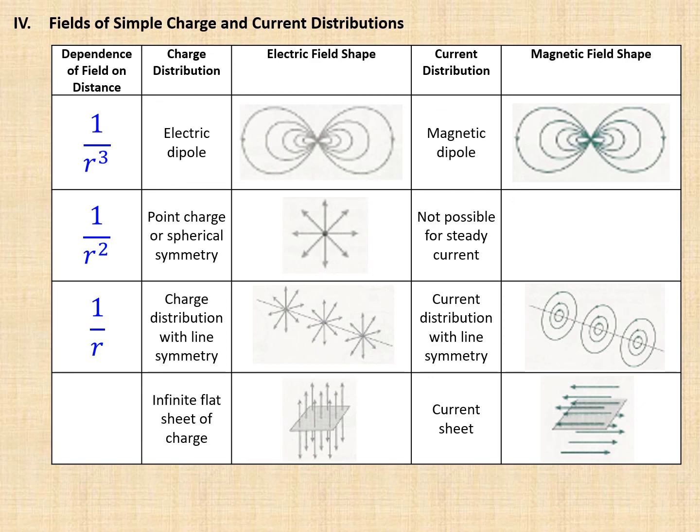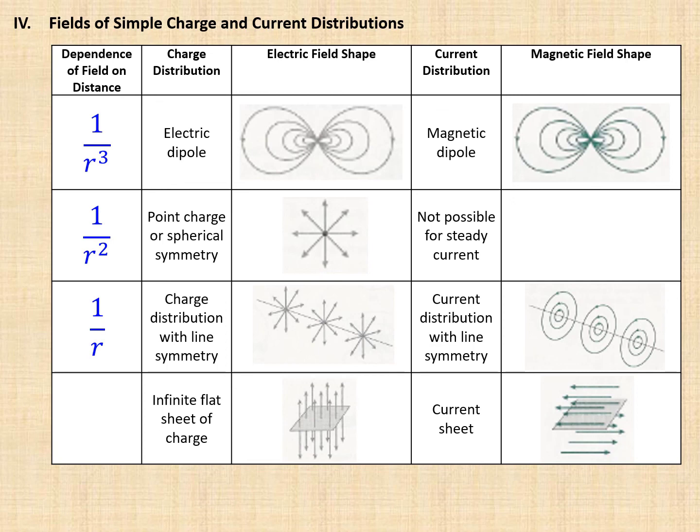Now, when we look at a charge distribution that had line symmetry, we saw that the field got weaker as 1/r. There was a 1/r dependence with distance. We also see that for a current distribution with line symmetry, that is for a wire, there's also this 1/r dependence between the field strength and distance.